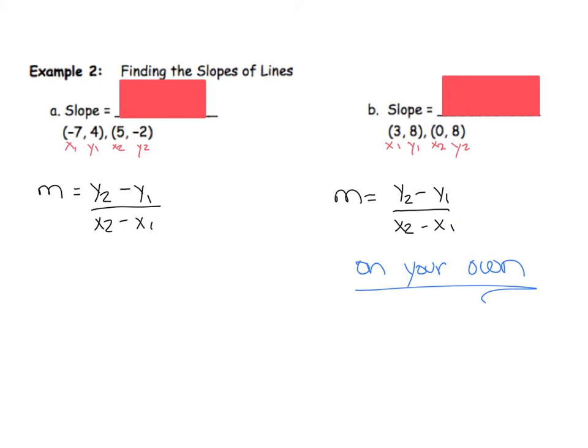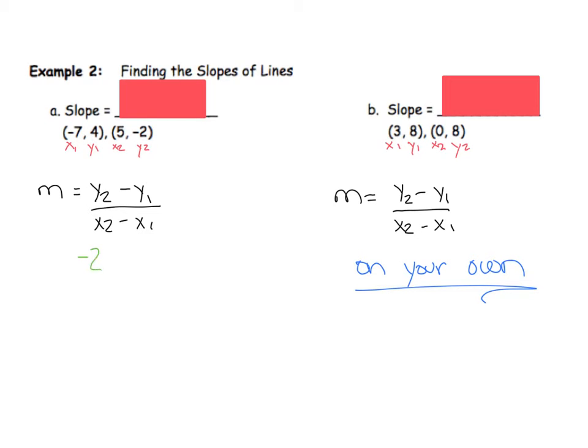All right, finding slopes of lines. So notice here, instead of having a pretty graph, we have 2 points, and we're going to solve for the slope. So we're going to use the formula. And notice I've already identified x1, y1, x2, y2, first point, second point. And all I have to do is plug in our values.